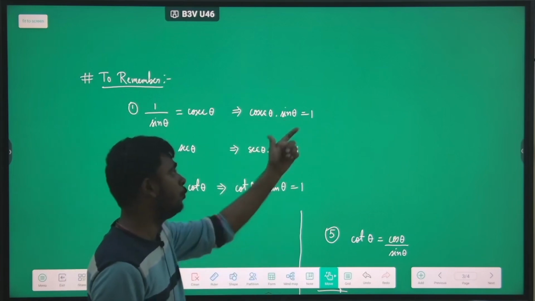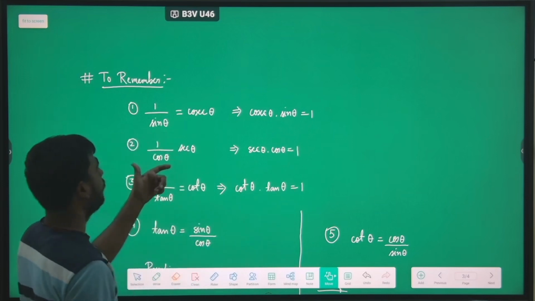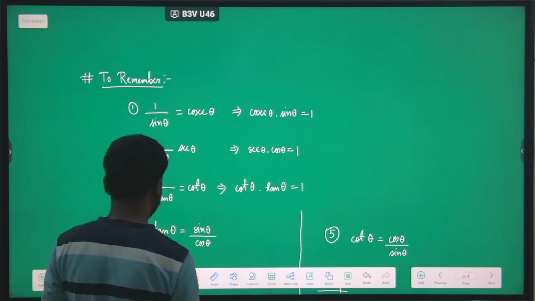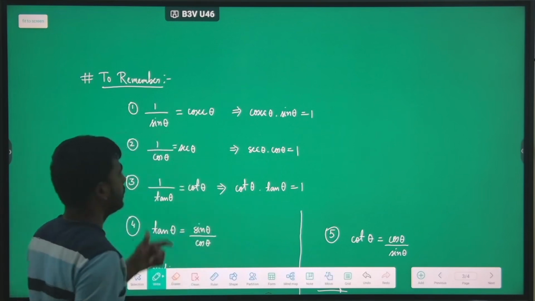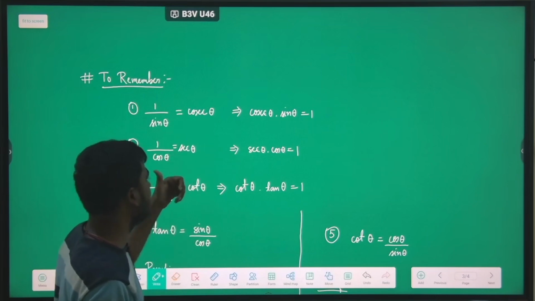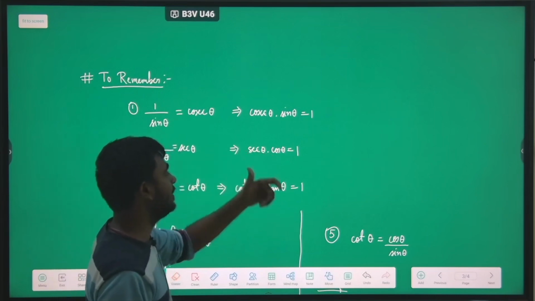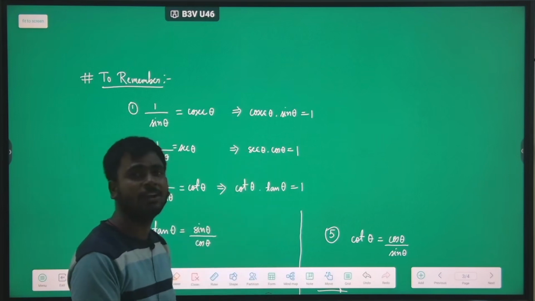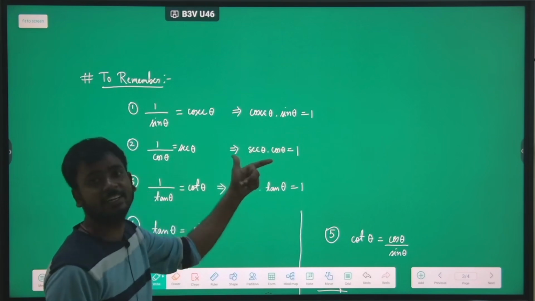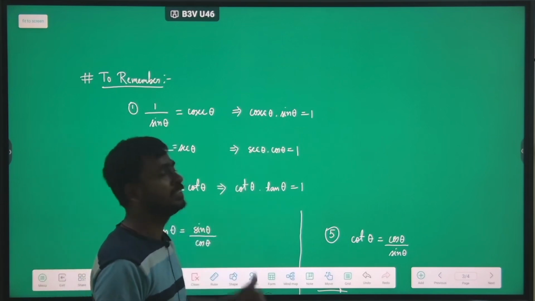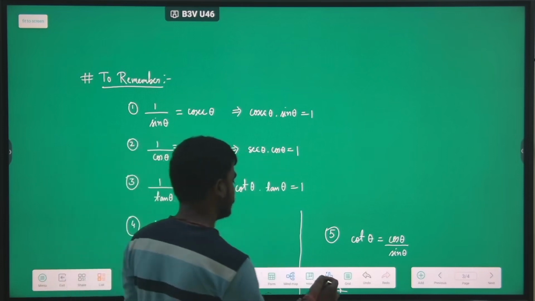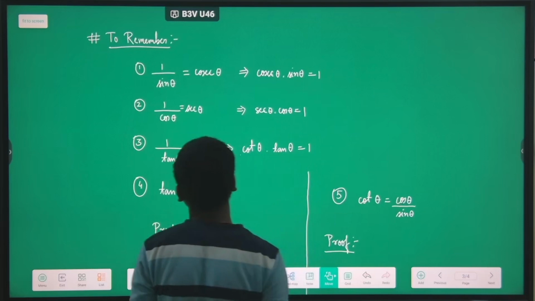Similarly, we know that the opposite of cos theta is equal to sec theta. That means secant of angle theta multiplied with cosine of angle theta is equal to 1. We have to remember these identities because in questions we will require these identities to solve the questions.